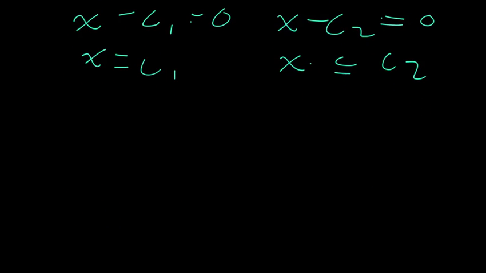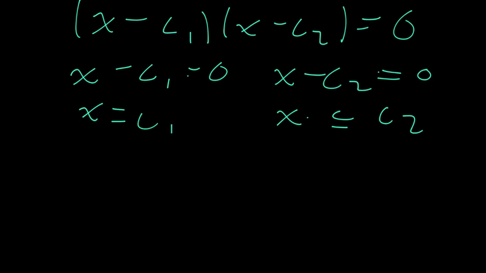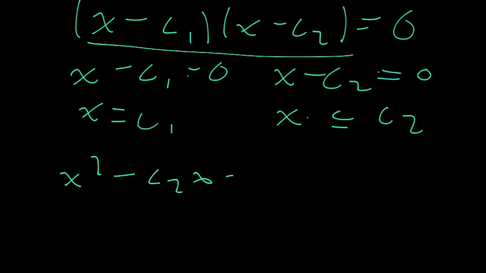So continuing on, we want to go ahead and FOIL this expression right here, so that we'll get x squared minus c2x minus c1x plus c1 c2 equals 0.